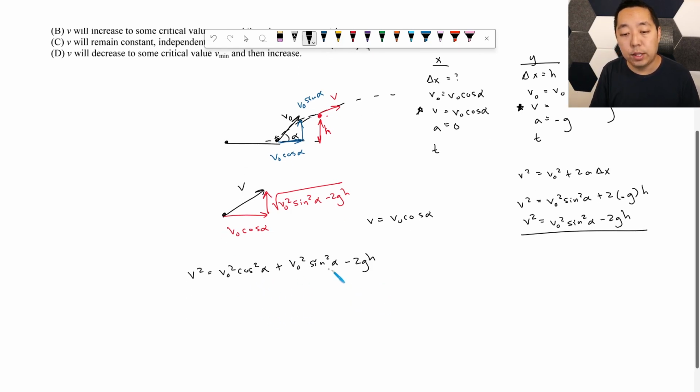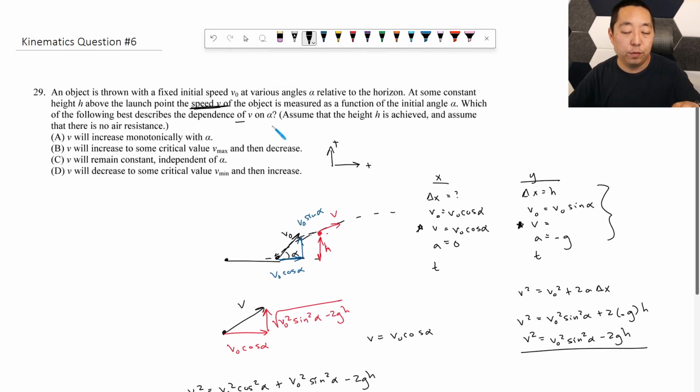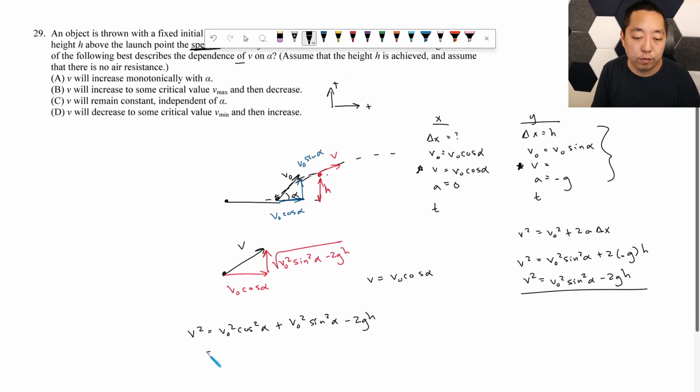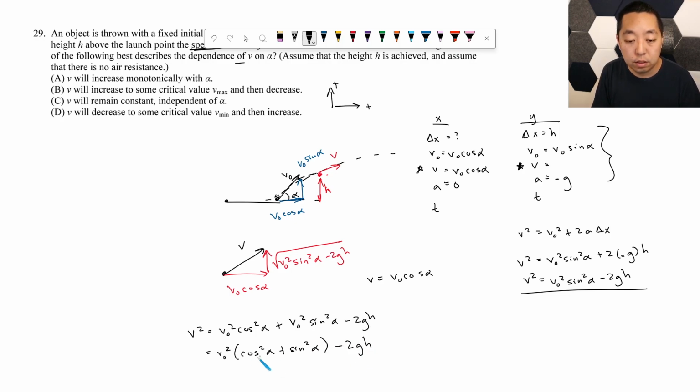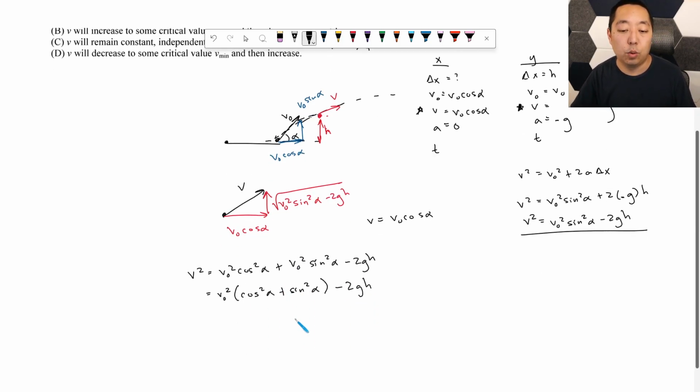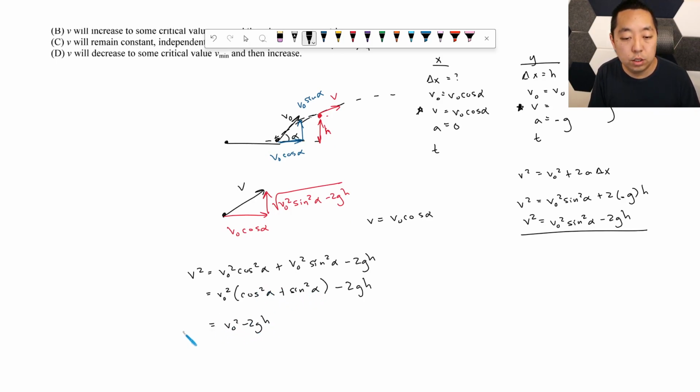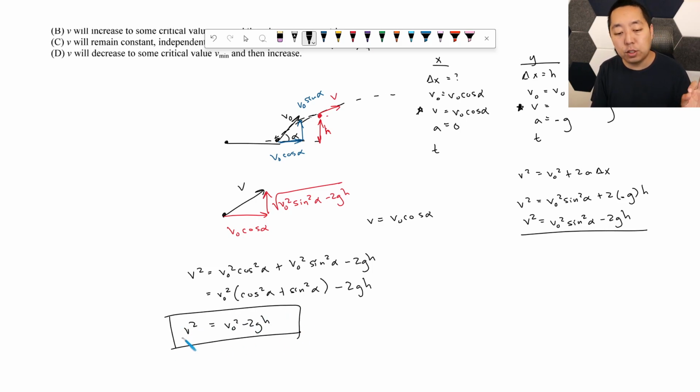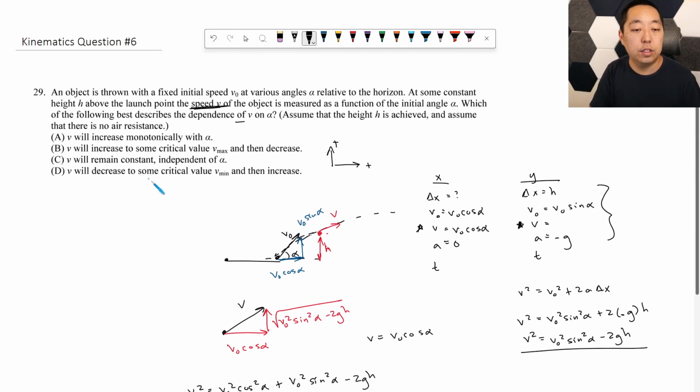Okay, cool. Now you'd be like, all right, remember, we're trying to figure out the dependence on alpha. But here's a trick. I can factor out this v0 squared, and you guys are supposed to know from your pre-calculus. You may not know it yet, but sine squared plus cosine squared is actually equal to 1. Right? That's one of your trig identities. So what you get here is that v squared, the final speed, is only dependent on the initial velocity and the height. There is no dependence on alpha. And so the answer is it will remain constant independent of alpha.